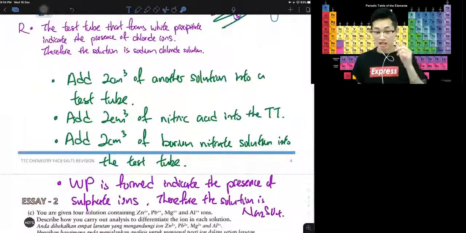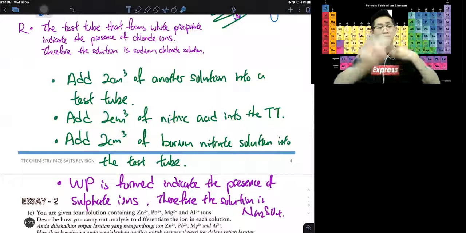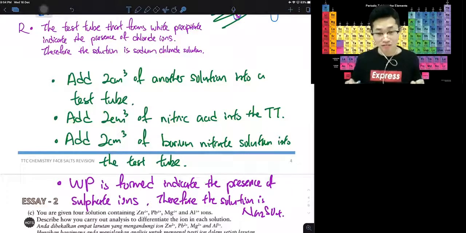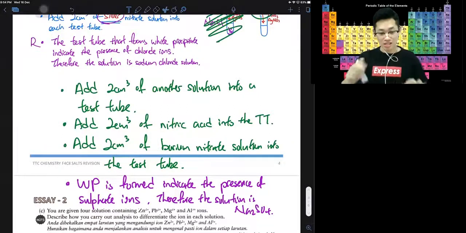So now, I hope you understand the anion test already. Anion test already, just like that.